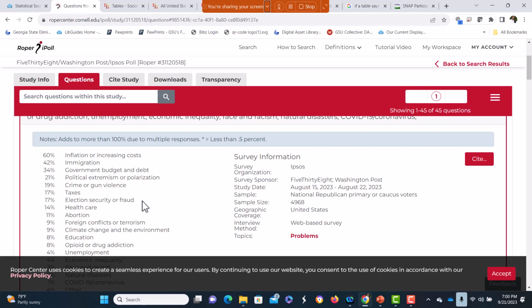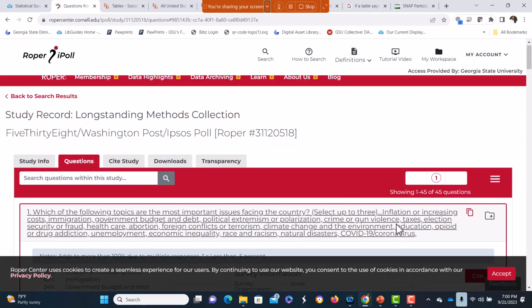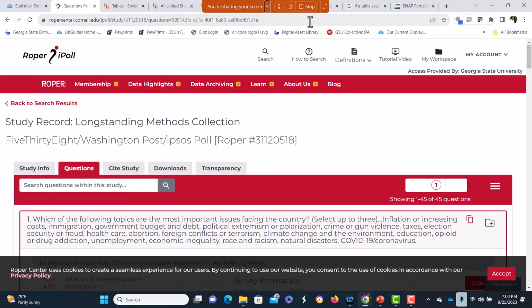So of course, if someone was exaggerating, saying 50% of the country is really concerned about election fraud, well, you can come here and say, no. This survey was done August 15th through the 22nd by the Washington Post. That's not true. So that's what that does.